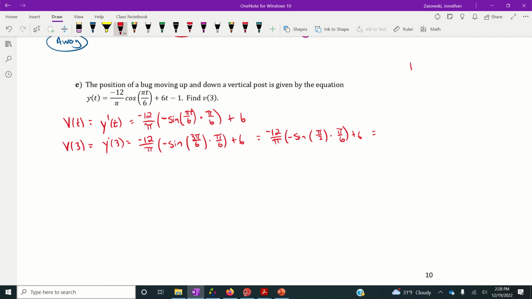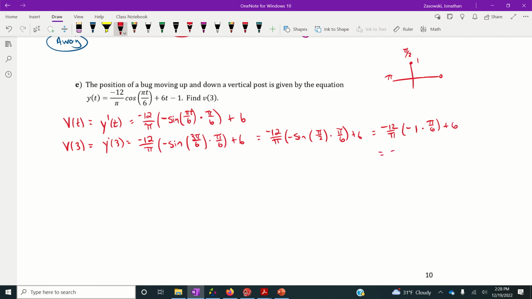So remember, pi over 2 in the unit circle is really going to be, this is pi, this is 0, this is pi over 2. And we're doing the sine value, so this is really just 1, okay? So we have this negative 12 over pi times negative 1 times, and it's negative 1 because it was negative sine of pi over 2, and then pi over 6 plus 6.